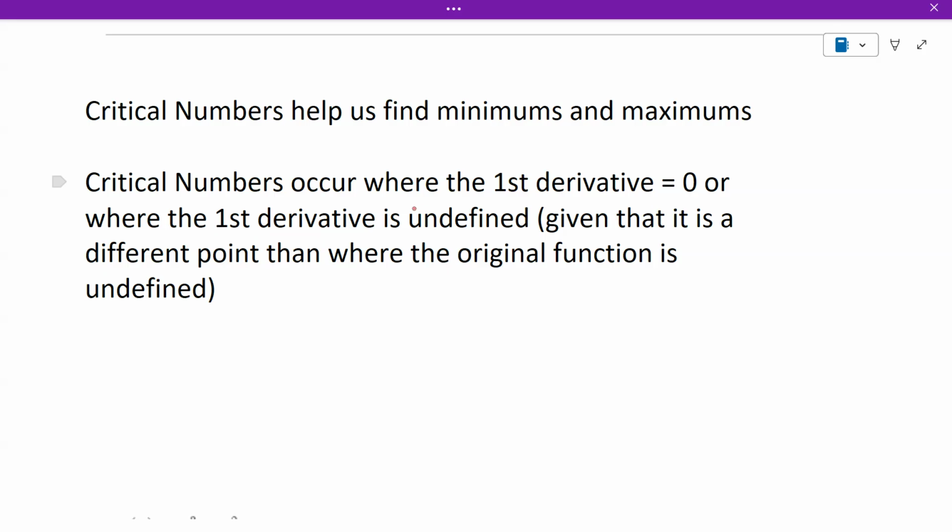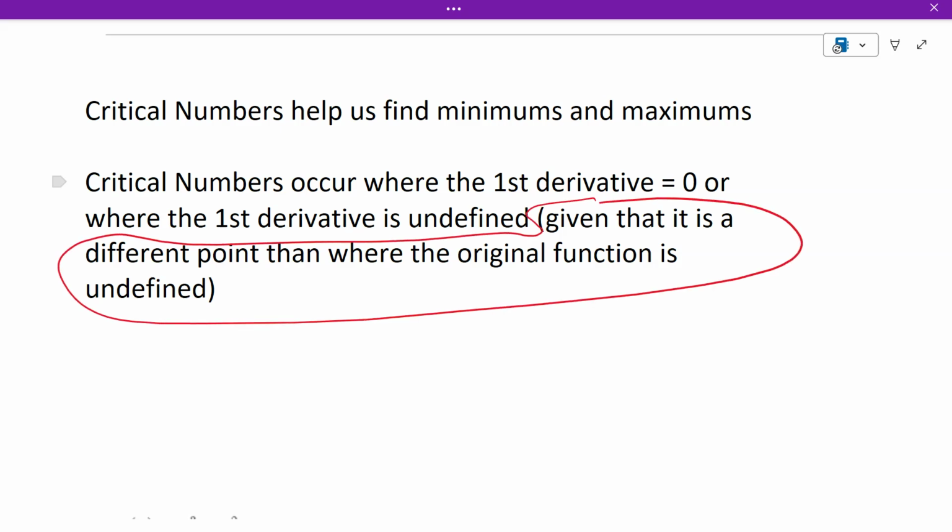Critical numbers occur where the first derivative is equal to 0 or where the first derivative is undefined, given that it is a different point where the original function is undefined. I forgot about that, which screwed up everybody. So, if it's undefined at a different place than where it was undefined originally, then it's a critical number. But if it's undefined at the same place where it has an asymptote, then it's not a critical number. Sorry about that. That was my fault.